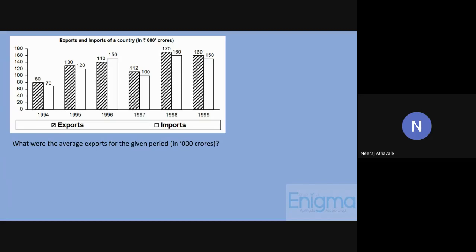Okay, perfect. 132. Very simple. Average निकालना है. So just add up all the exports and you can divide it by the number of years. Number of years is 6. So division करेंगे तो आंसर आएगा 132. Perfect. Try this one.